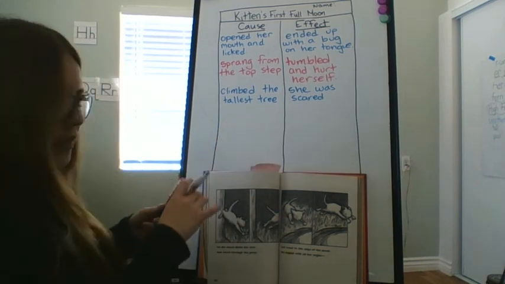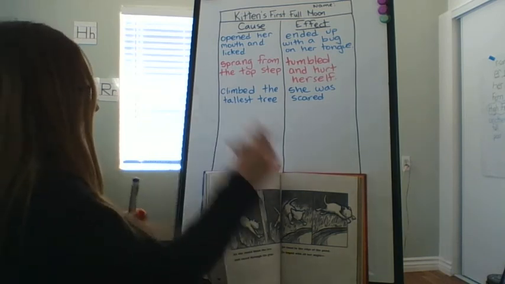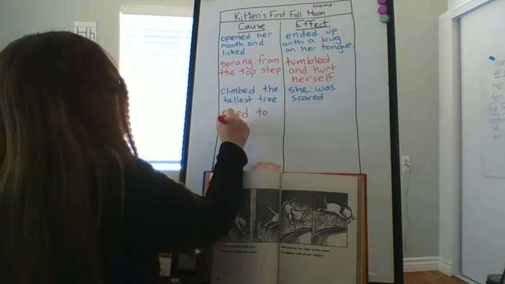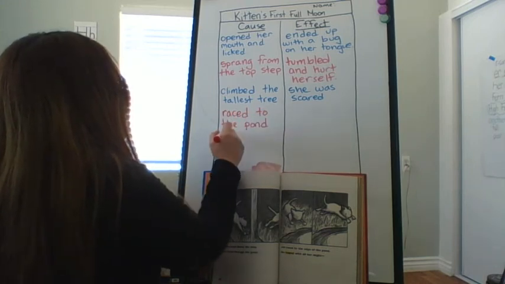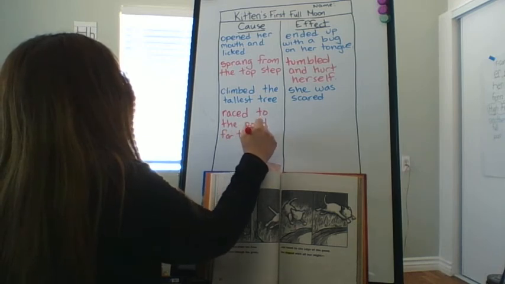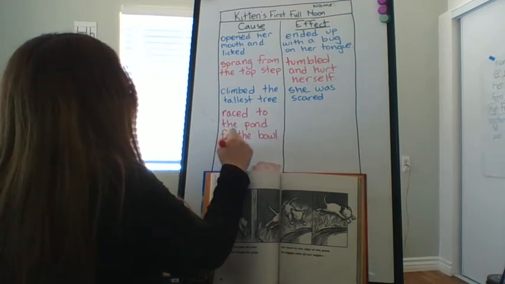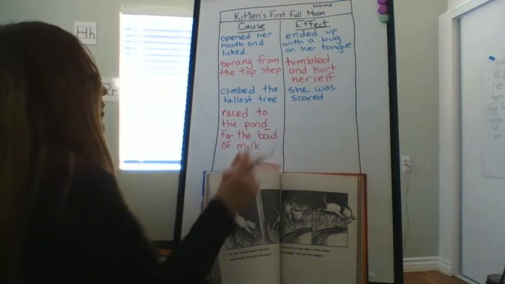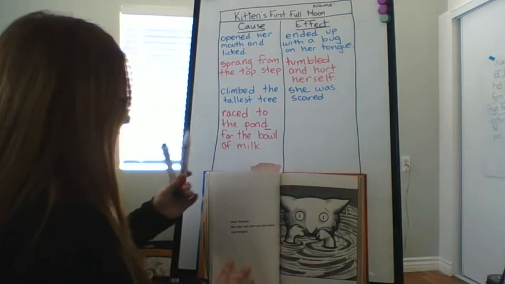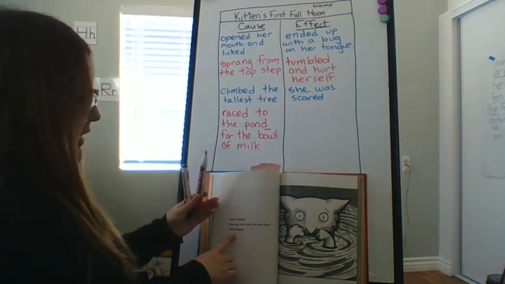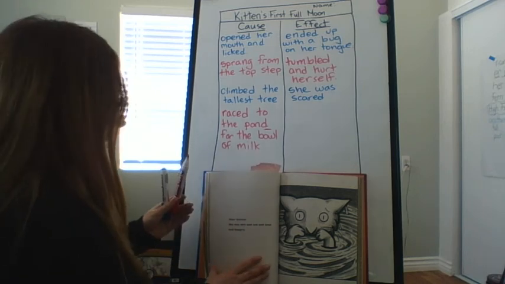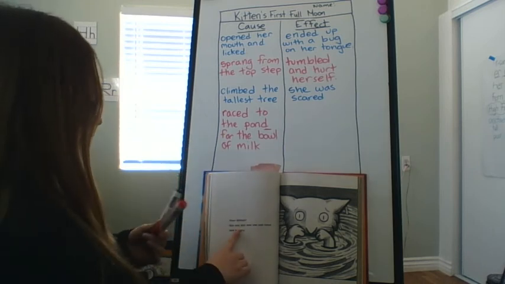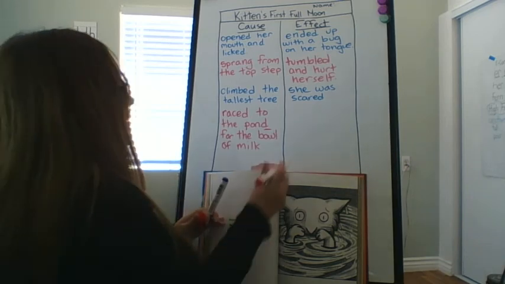So the cause we're going to say is that she raced to the pond for that bowl of milk. That's kind of long, huh? You guys can stop right here. And then what happened? Because she raced to the pond, poor Kitten, she was wet and sad and tired and hungry. So she fell into the pond. So because she raced into the pond, now she was wet.